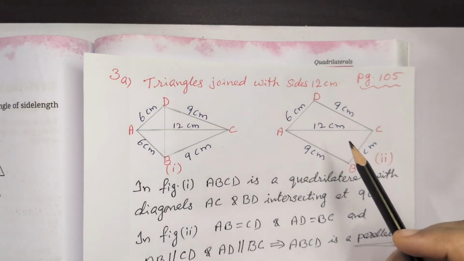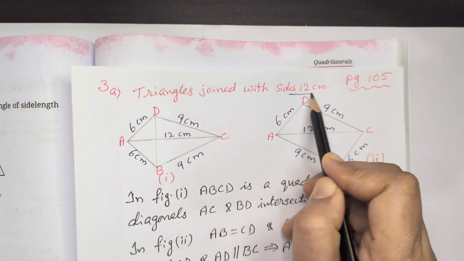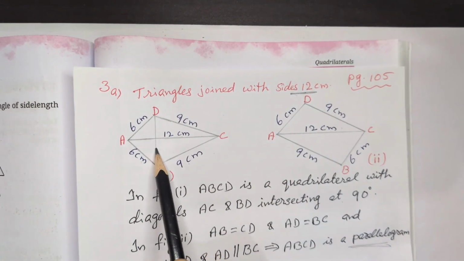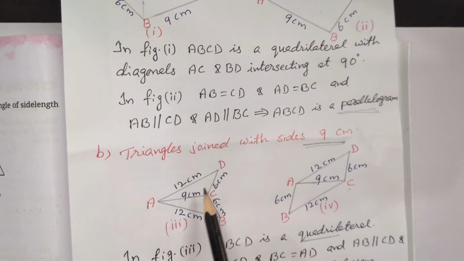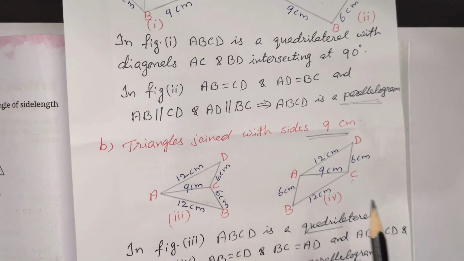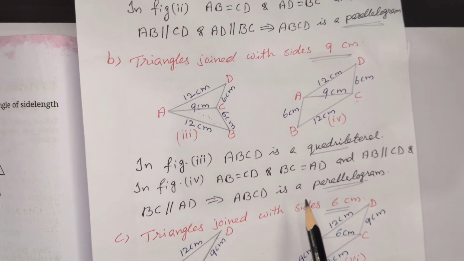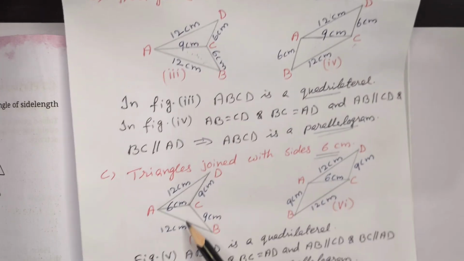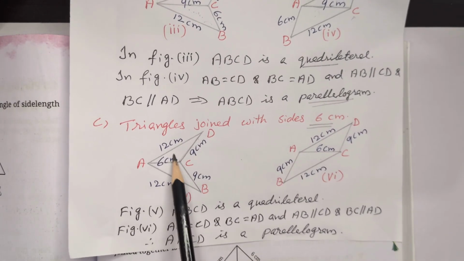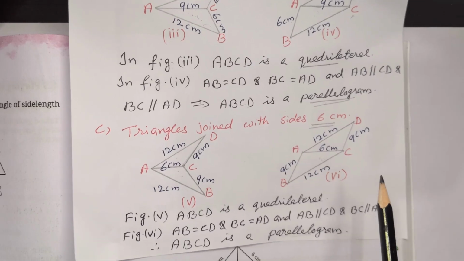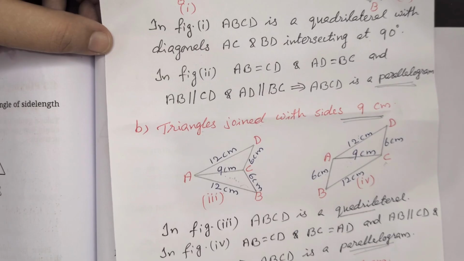So we can see here, in the case of the scale and triangle, first we joined with the side 12 centimeter. We will get a quadrilateral and a parallelogram. Again with the side 9 centimeter, there also first a quadrilateral shape and after that a parallelogram. Then when we join 6 centimeter as the side, there also we get a quadrilateral and a parallelogram. So we get different shapes when we join each side of that isosceles triangle.